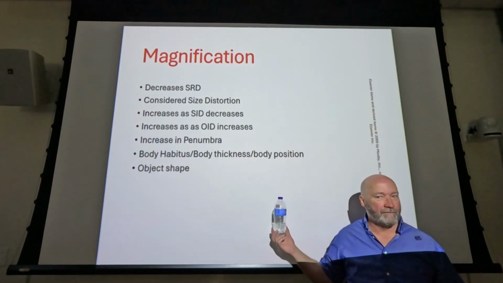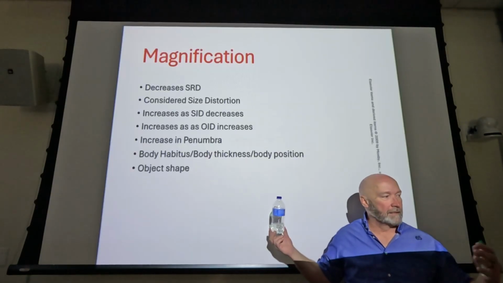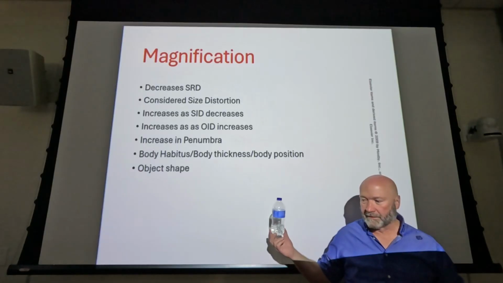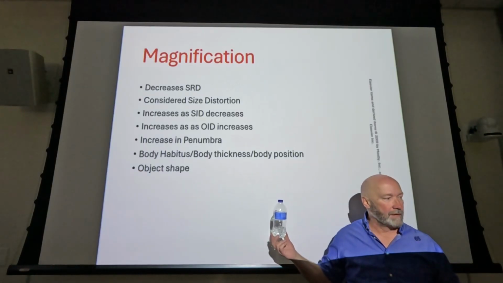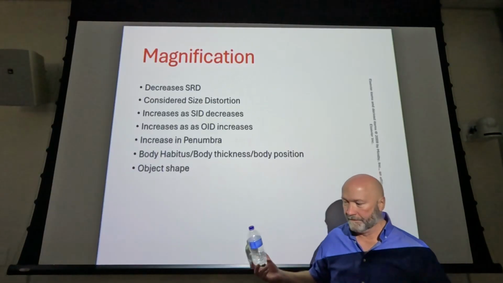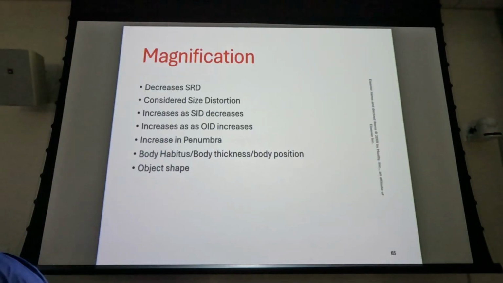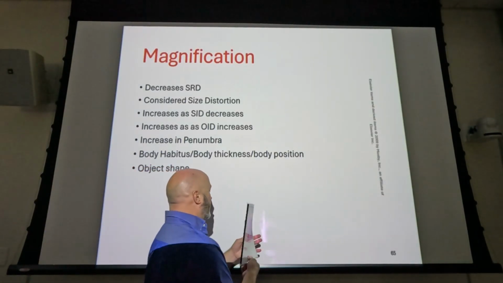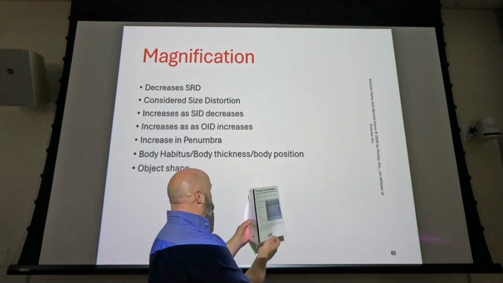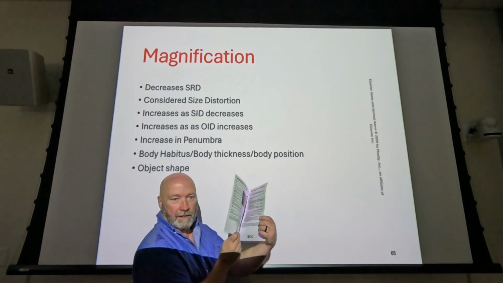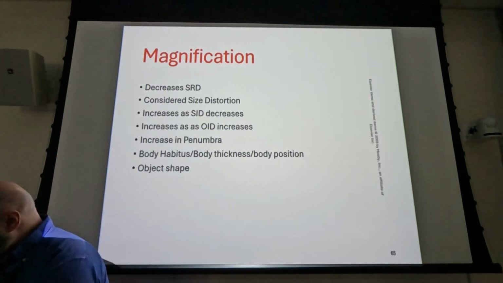So if we have anatomy that has a thick end and a thin end, let's say something is triangular in shape, how would we minimize magnification? Put the fat end closest to the image receptor. So now we've got this thing. Am I going to get more magnification like this or like this? Like this, right?